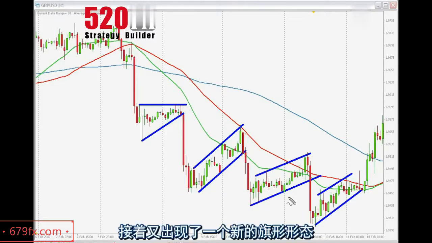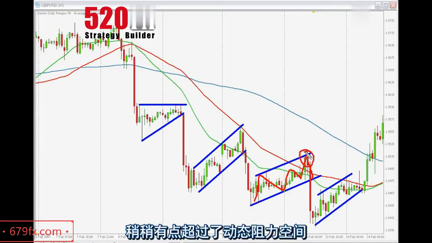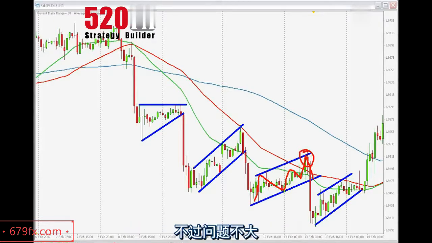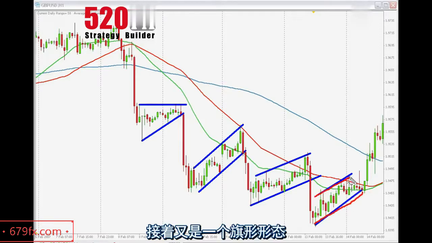Sure enough, we get yet another range, another flag. You see the flag? Another bearish flag, which again leads to another ascending range, overshoots a little bit above the area of dynamic resistance, but it doesn't matter because within 1-2 bars we shoot back below. Again, another nice breakout, another nice swing down, making new lows. Again, finally entering yet another flag formation. You see the flag there?